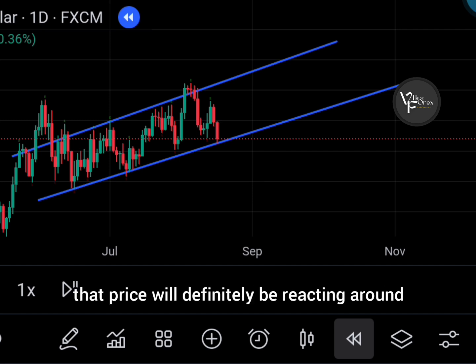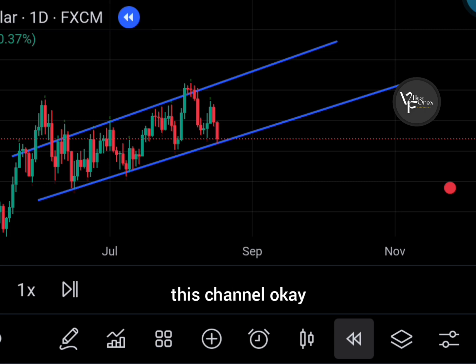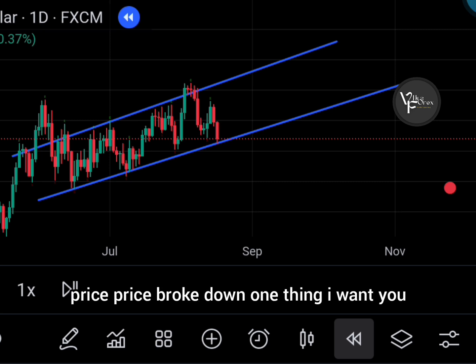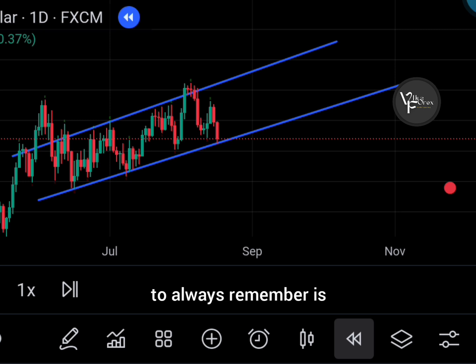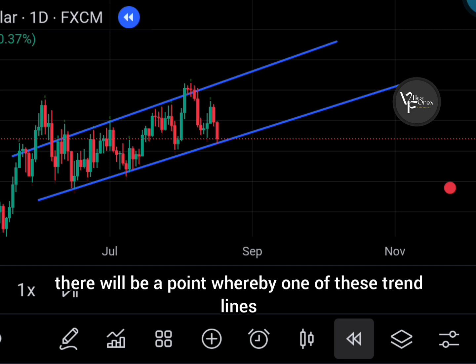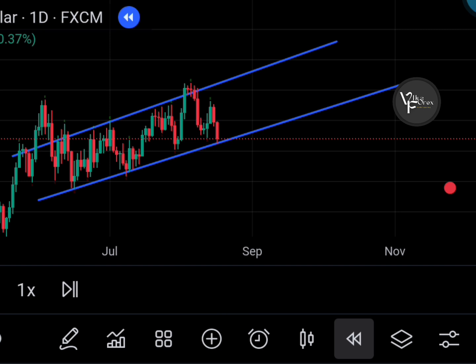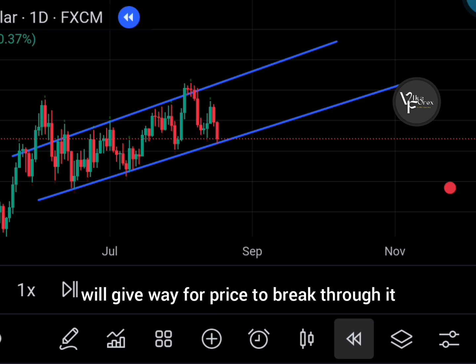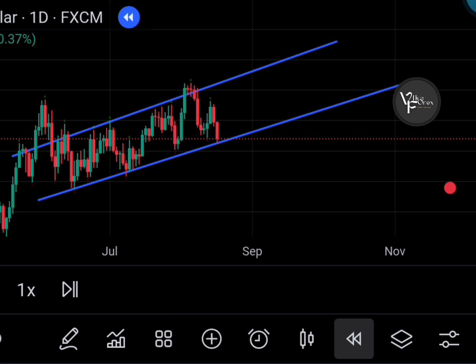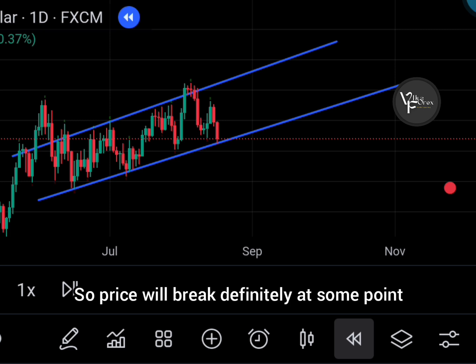It means that price will definitely be reacting around this channel. Okay, price broke down. One thing I want you to always remember is that the more a trend line is tested, the weaker it gets. If it's an uptrend, there will be a point where one of these trend lines will give way for price to break through it. So price will definitely break at some point.